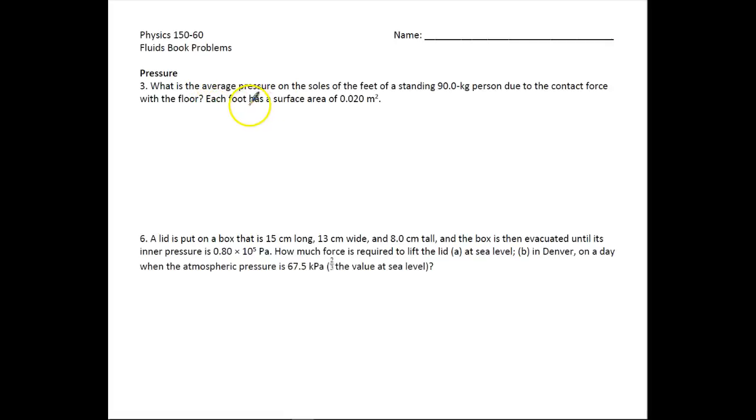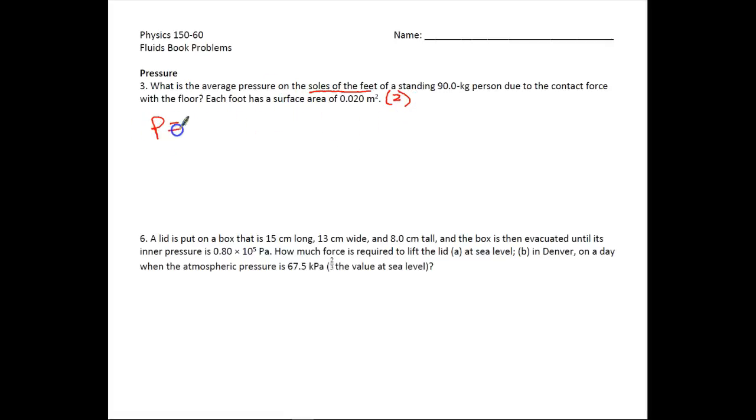So it says, what is the average pressure on the soles of the feet of a standing 90-kilogram person due to the contact force with the floor? Each foot has a surface area of 0.02 meters squared. So they want the average pressure on the soles of the feet. We know that we're going to have to multiply this area times 2 in order to get that number.